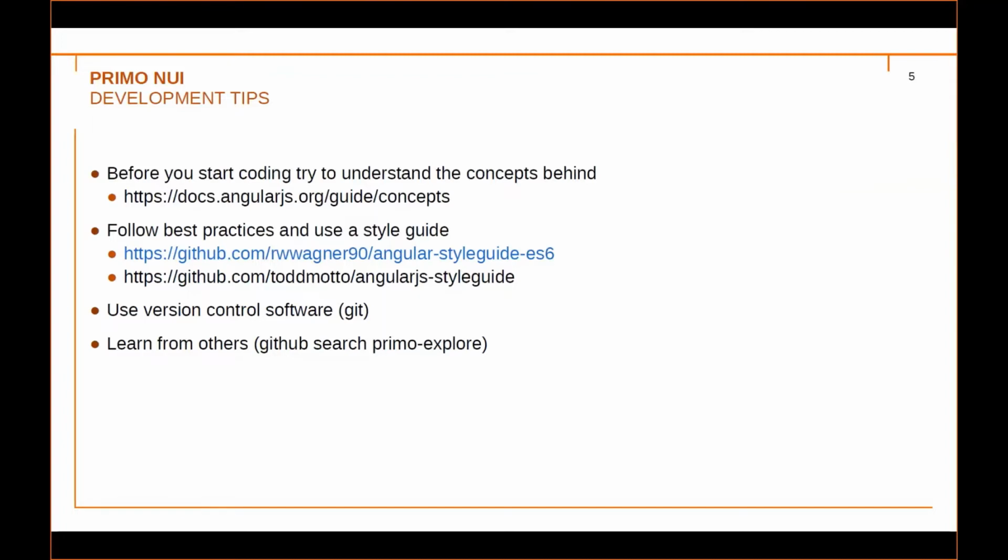And we're also using version control. So maybe most of you also do this. And I also learned a lot from others. You will find a lot of Primo code on GitHub by searching for Primo Explorer. But the main thing is, if you start coding a new package, try to define or follow some best practices and style guides. So this will help you in the future.